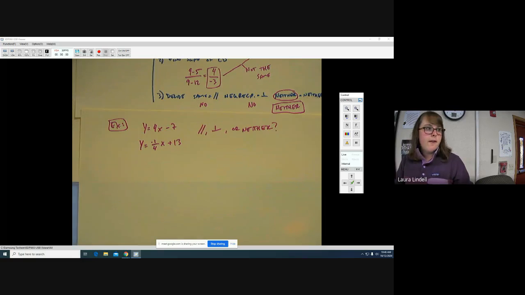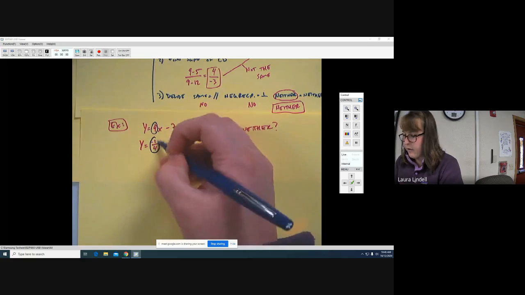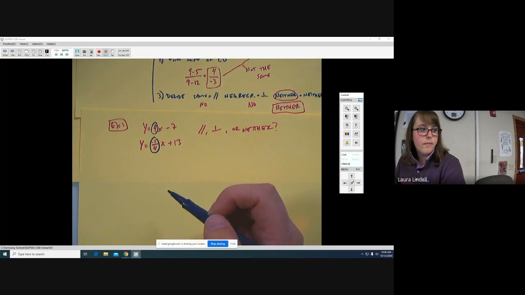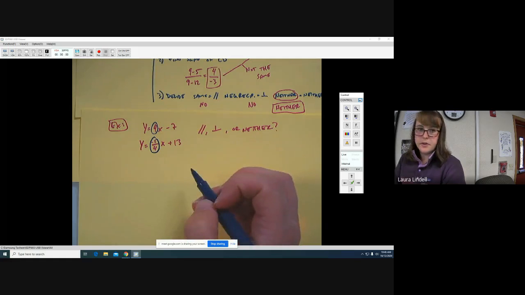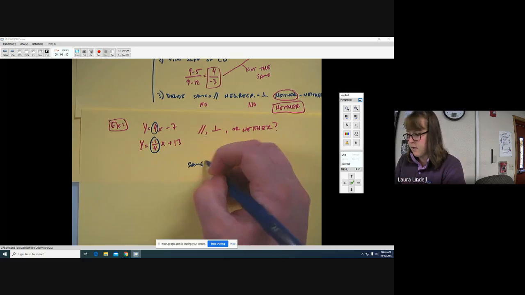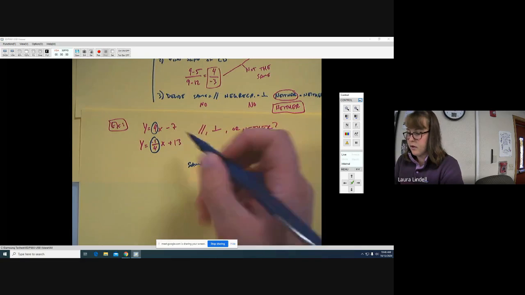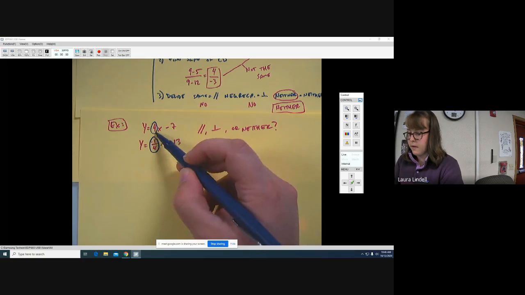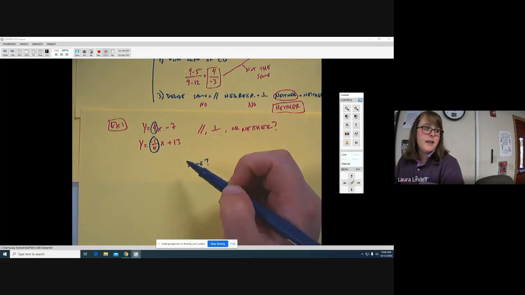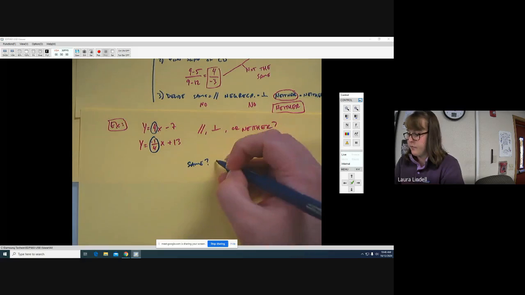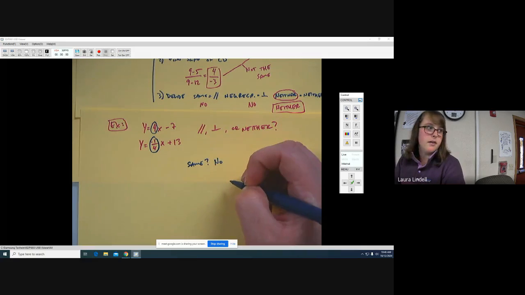Okay, so first we have to identify our slopes. So our slopes here are 4 and negative 1/4. All right, so are those the same? No, 4 and negative 1/4 are not the same, because those are two different numbers, right? If they are the exact same number, that's how we know that they're parallel. If they are different numbers, then no, they're not the same, they're not parallel.